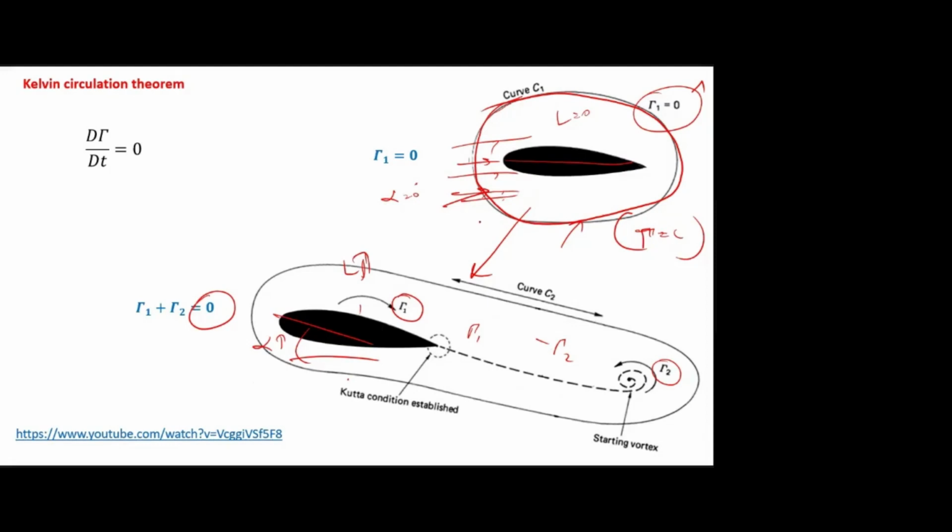So for a fixed fluid region, the circulation is constant. Even if you change the angle of attack, even if you wait many more times, it is constant. So they mention it as the time rate of change of circulation is 0. Kelvin theorem states that the time rate of change of circulation for a fixed fluid region is 0. Is that clear?